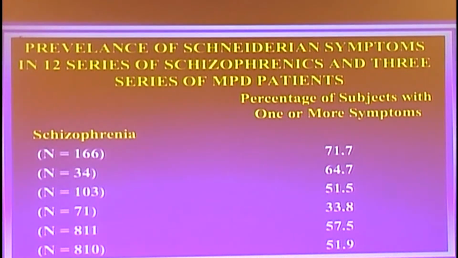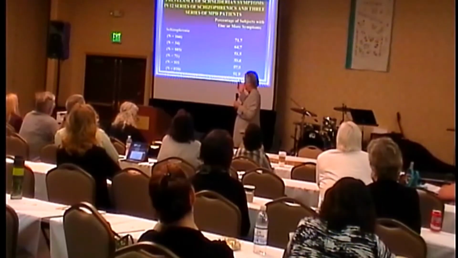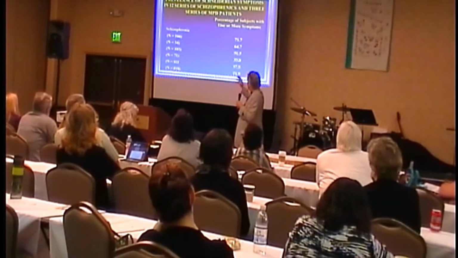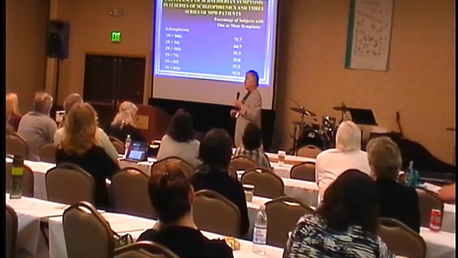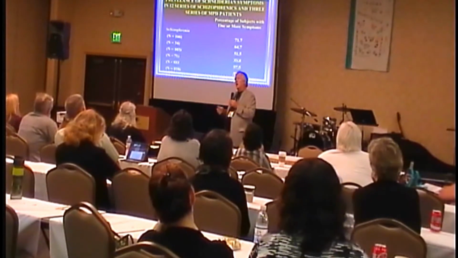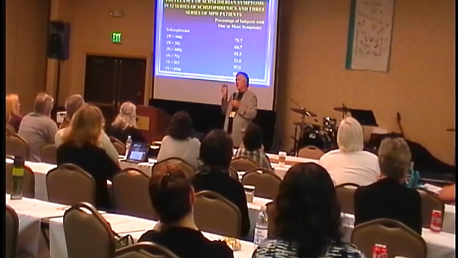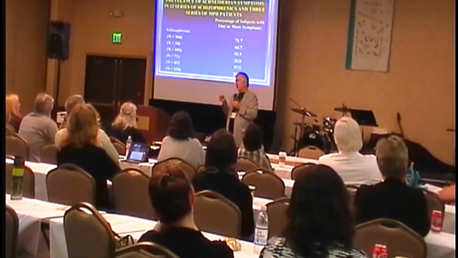Now this is a really bizarre study. So I published this in the 90s. So there's 12 series of schizophrenics from the literature. So this is schizophrenia specialists have diagnosed people as having schizophrenia and hearing voices and having Schneiderian symptoms.